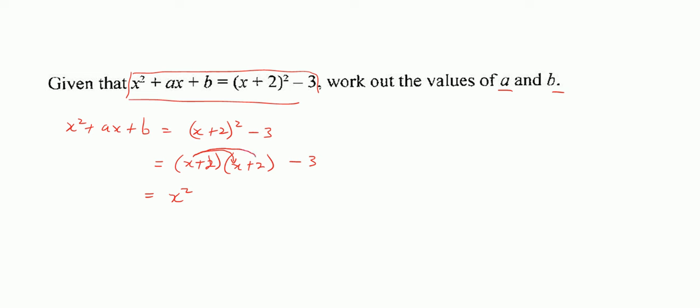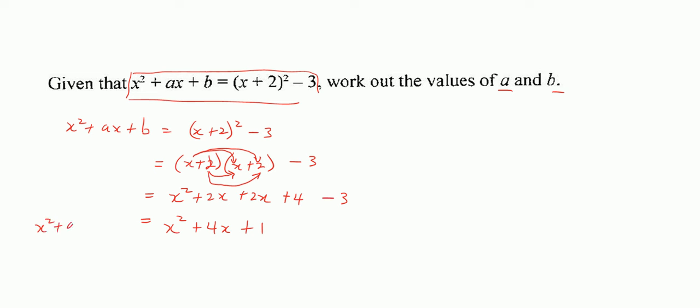We take that same first term and multiply by the second term. So x multiplied by 2 will give me plus 2x. Then we're going to take the second term in the first bracket and multiply by the first term in the second bracket. So 2 multiplied by x will give me 2x. And then we take the second term in the first bracket and multiply by the second term in the second bracket. So 2 multiplied by 2 is equal to 4. Right? Minus 3. So simplifying this, we get x squared. 2x plus 2x will give me 4x. And 4 minus 3 will give me 1.